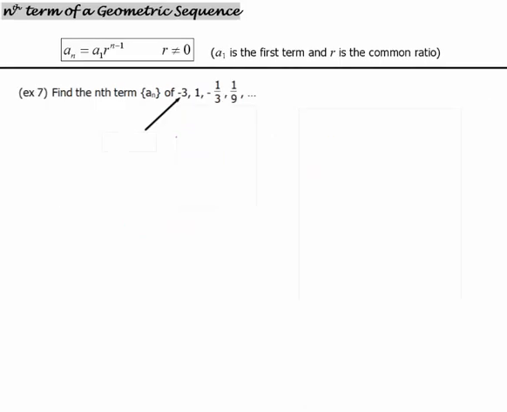On the next one, we're given the sequence, and this time if you try to find a common difference, to go from -3 to 1, you would have to add 4. And then to go from 1 to -1/3, you can't add 4. So what we can do instead is we can divide. To go from -3 to 1, we're dividing by -3. Then to go from 1 to -1/3, we're dividing by -3 again. And then again to get to 1/9.